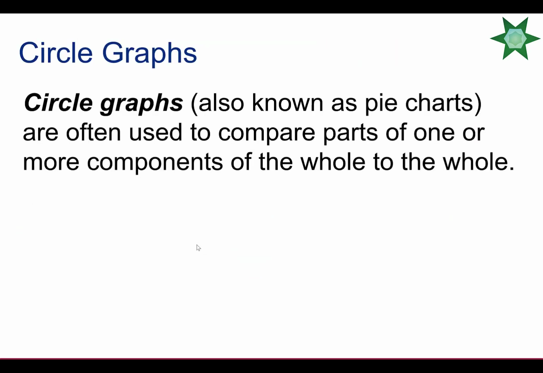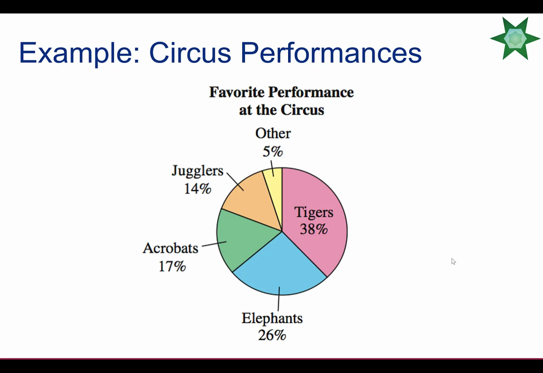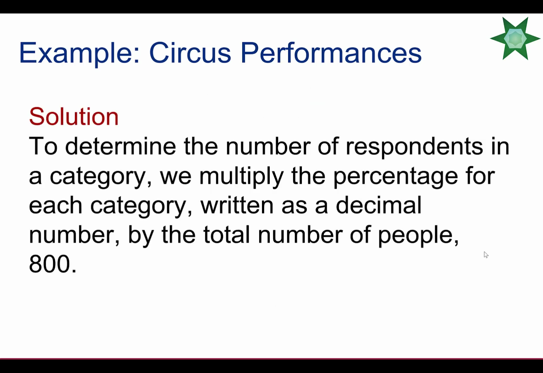A circle graph, which is also known as a pie chart, is used to compare parts of one or more components of the whole to the whole. So here's an example. 800 people attended a Ringling Brothers and Barnum and Bailey circus, and they were asked to indicate their favorite performance. The circle graph shows the percentage of people who answered in all the different categories, and we take a look at it here. So we see 38% said they liked tigers best, 26% liked elephants, and so forth.